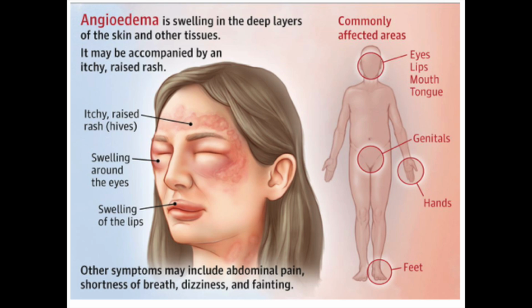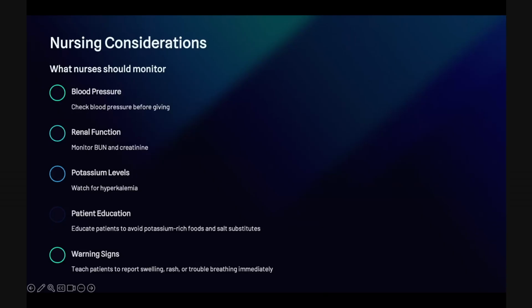Nurses should monitor blood pressure. You want to check blood pressure before you give a blood pressure medication, obviously. If they're hypotensive, you're not going to give it. You want to check renal function, monitor BUN and creatinine, potassium levels. You're watching for hyperkalemia. Patient education.